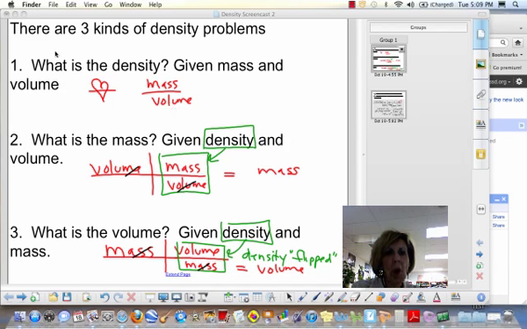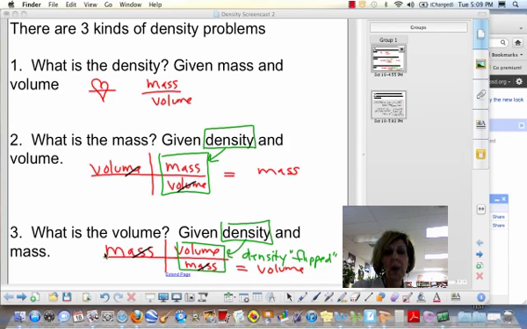As you will recall, there are three different types of density problems. You can be asked, what is density? In which case you'll be given the mass and the volume, and you divide. Another question is, what is the mass? And you would be given the density and the volume. So you take the volume and multiply it times the density. The two volumes cancel and you end up with mass.